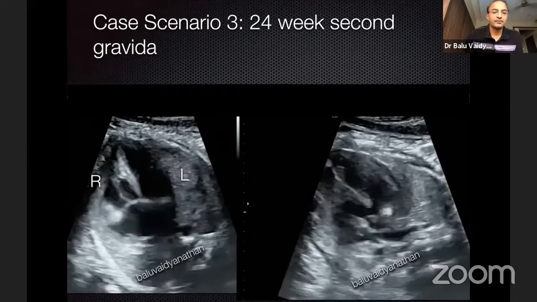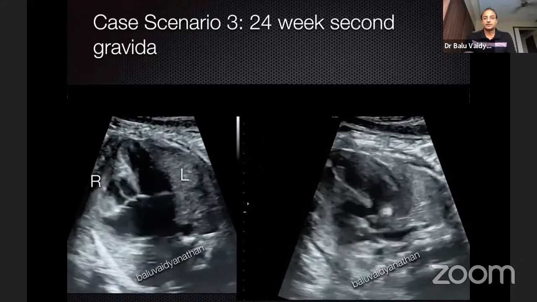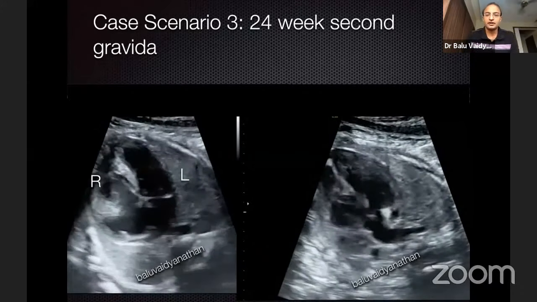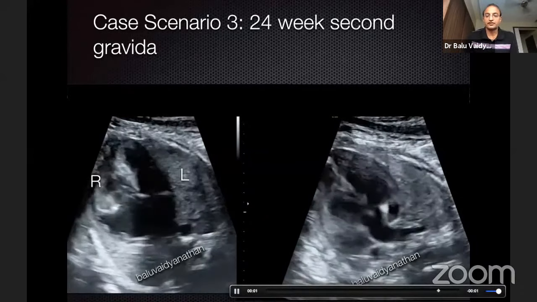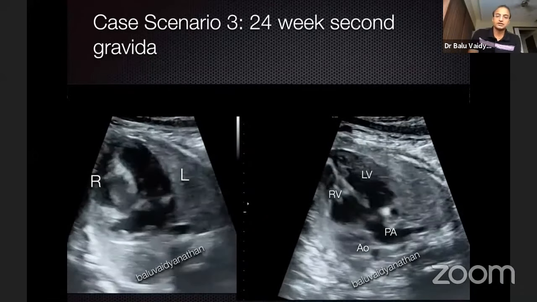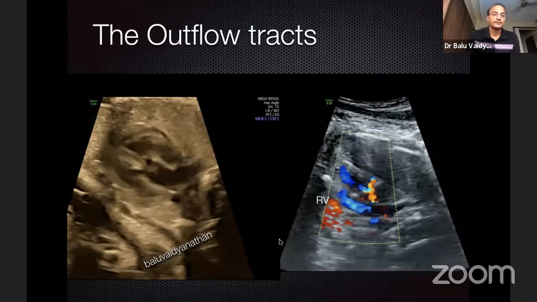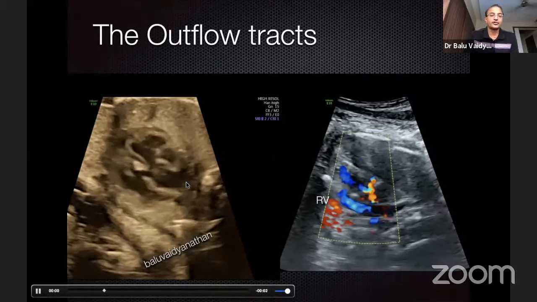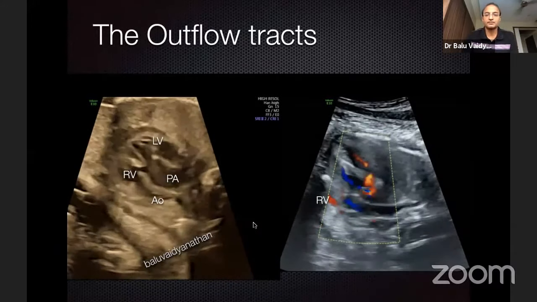Now I'll show you a couple of more complex examples. This is a normal looking four-chamber view. Here you see an overriding vessel with the VSD, and the overriding vessel appears to be bifurcating. The aorta is not fully seen. Now you can see the parallel outflow tracts. There's a VSD with a large PA overriding the VSD. The aorta appears much smaller here. And you can see this much smaller aorta.